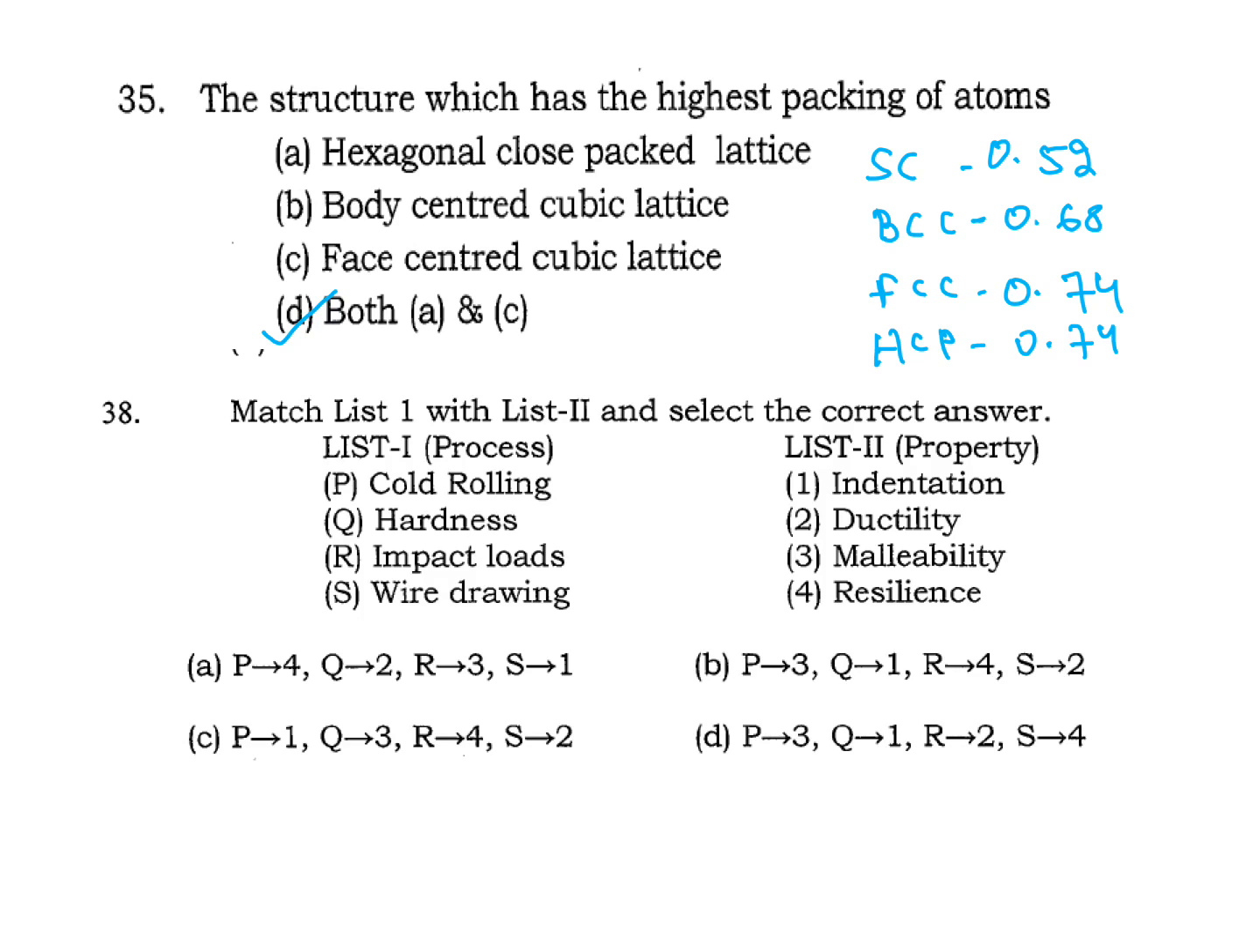Next question, list 1 and list 2 matching. This one is also a repeating question, already discussed in my previous video. P, Q, R, S. Cold rolling, malleability is the major factor. Hardness, indentation. Impact load, resilience or strain energy. Wire drawing, ductility. 3142. B is the answer.